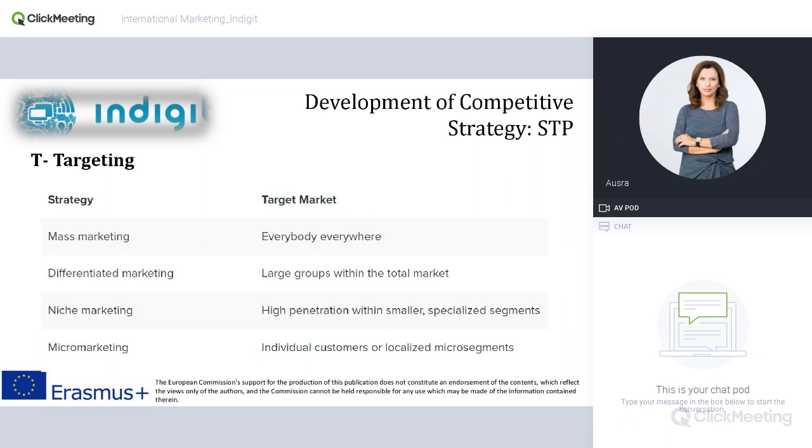The first one is mass marketing, which is everybody, everywhere. Differentiated marketing is large groups with the total marketing. Niche marketing is high penetration with smaller specialized segments. Micro-marketing is related to individual customers or localized micro-segments.